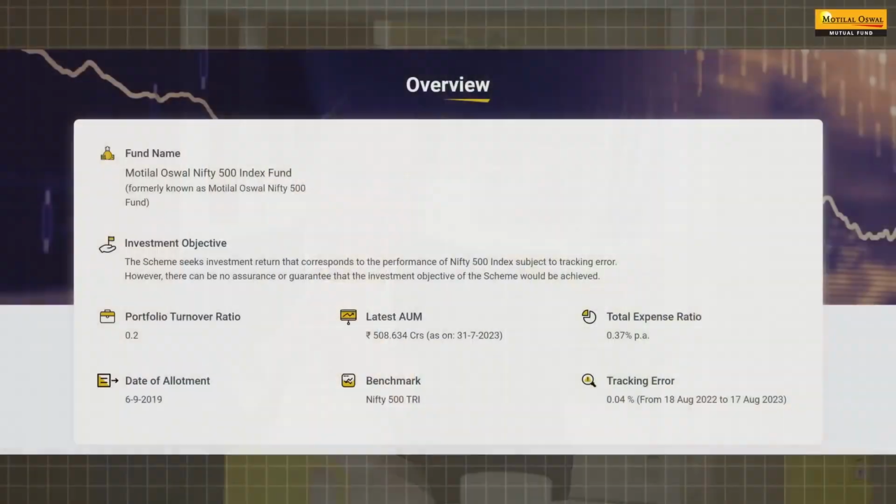So basically, to start off with, when you go to the fund section on our website, you'll see an overview that talks about the fund name and fund objective. You can also look at other metrics like the turnover ratio and the AUM, how big the fund is in terms of its size. It also talks about the benchmark and tracking error.